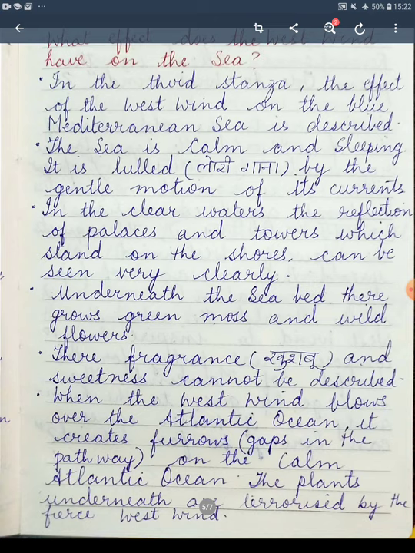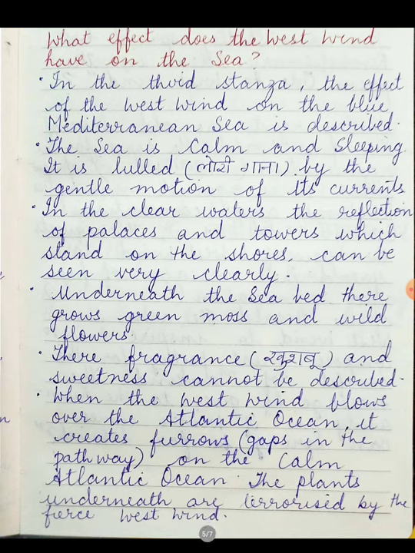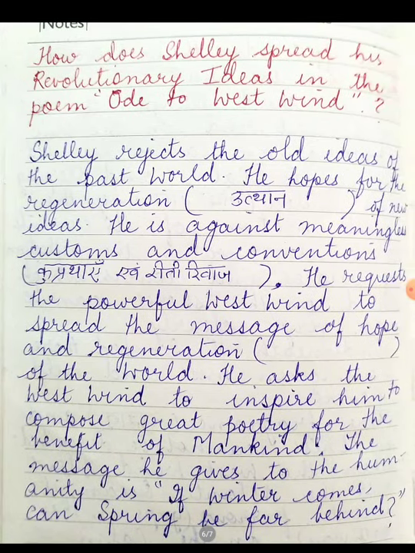Underneath the sea bed there grows green moss and wild flowers. Their fragrance and sweetness cannot be described. When the west wind blows over the Atlantic Ocean, it creates furrows on the calm Atlantic Ocean. The plants underneath are terrorized by the fierce west wind.